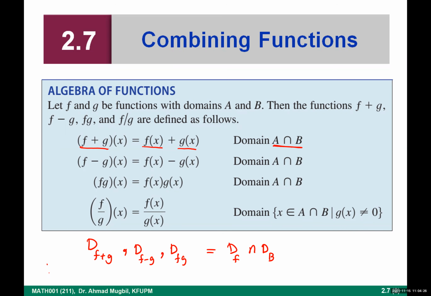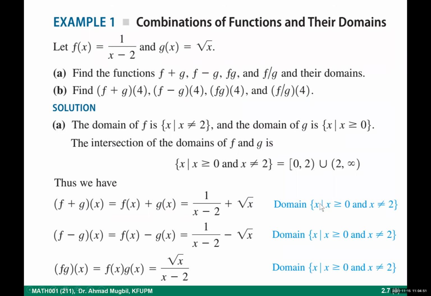Now, for the domain of the quotient, when you have f over g, it will be what? It will also be the intersection of the domains, but you need here to add that the denominator is not 0. You have to consider this in addition to the intersection. We had this example in the previous class, if you remember.